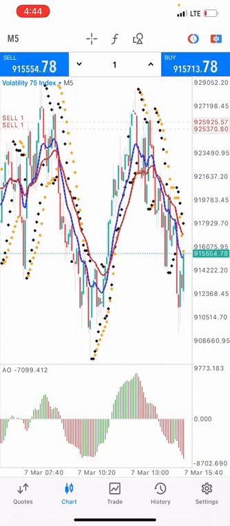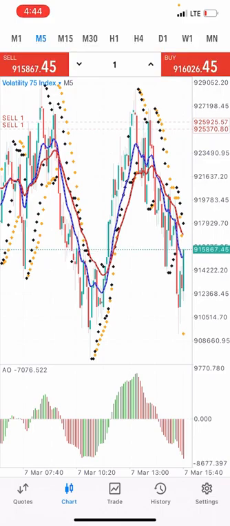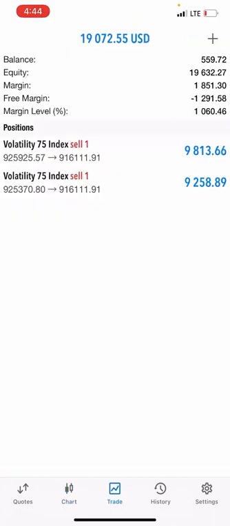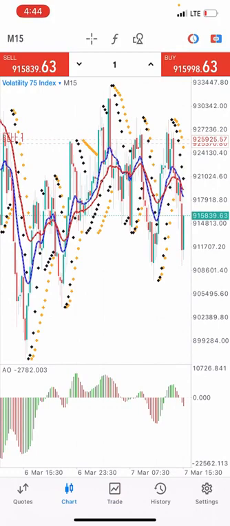As you can see, this is the 5-minute time frame right here on my screen. Like I would say, I would advise you to start using it from the 15-minute time frame, as Volatility 75 is a very volatile index. So what you do right now is, okay, I'm still holding it, guys. I'm still holding it.